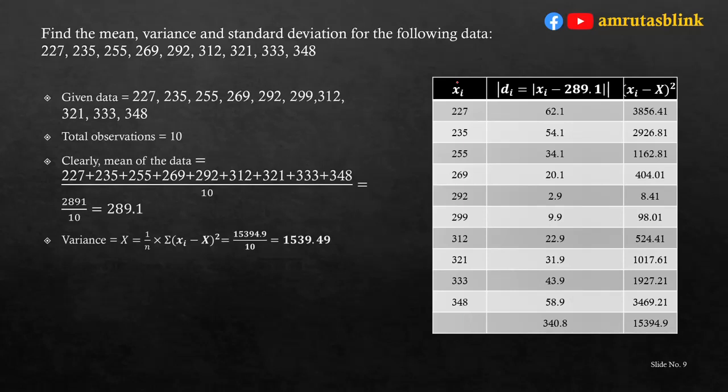that is 15,394.9 divided by 10. Hence, it is 1539.49. Hence, variance is 1539.49. And what is the formula for standard deviation? Standard deviation is the square root of variance. Hence, standard deviation is equal to the square root of 1539.49, which is equal to 39.237. Hence, for the given data, mean is equal to 289.1, variance is equal to 1539.49 and standard deviation is equal to 39.237.